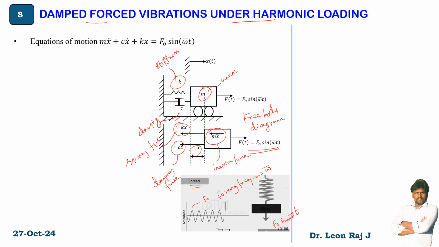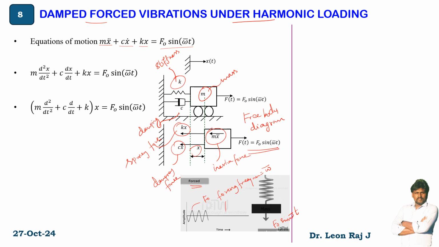So here the equation of motion is written as m x double dot plus c x dot plus k x equal to F0 sine omega bar t. Just take x out of the whole term. So m into d square by dt square plus c into d by dt plus k into x equal to F0 sine omega bar t. So this is the response. Now you divide this with the term m.